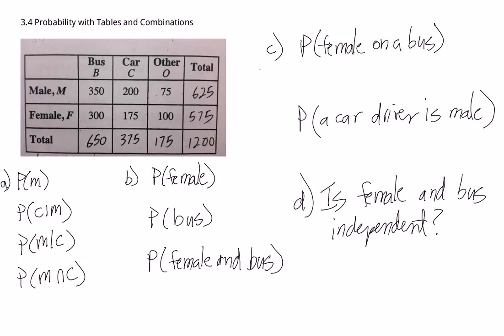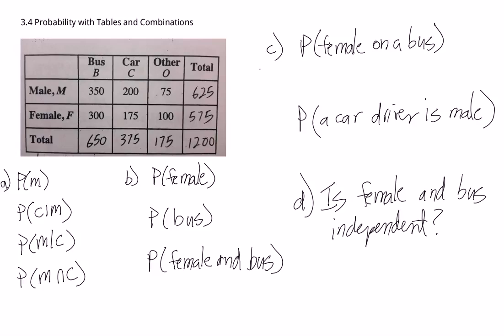So this first example I've given to you shows males and females that either drive to school, so they take a car, or they take the bus, or they walk. Other would be walk or get a ride or whatever. So we have bus, car, and other. You can see in the table they all give those to you.